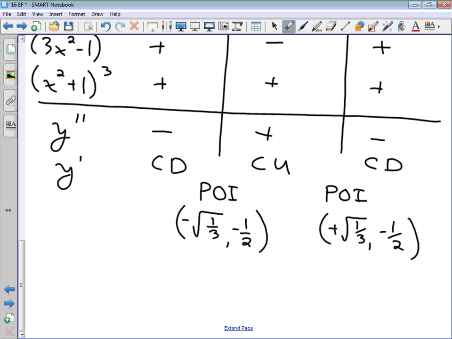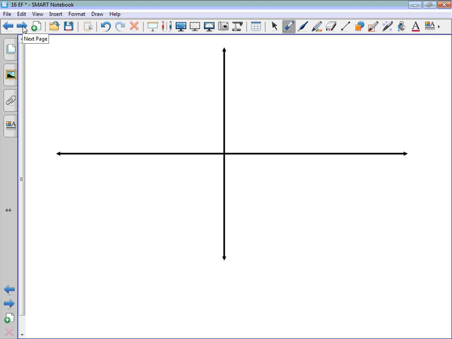Now we want to take all of this information we've got and put it together to graph our function. So we start way back at the beginning here. The first thing we figured out was our domain. Since our domain was all the real numbers, our graph is going to cover this entire x-axis. We didn't have a vertical asymptote, but our horizontal asymptote was y equals 1. So let's add that in.